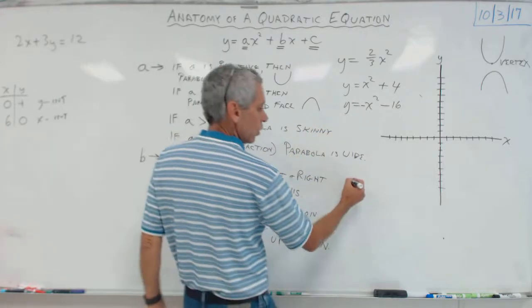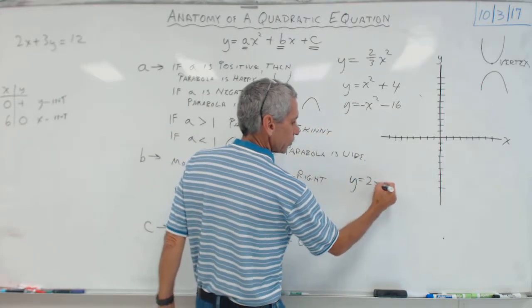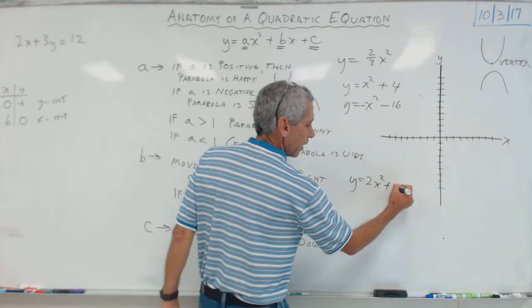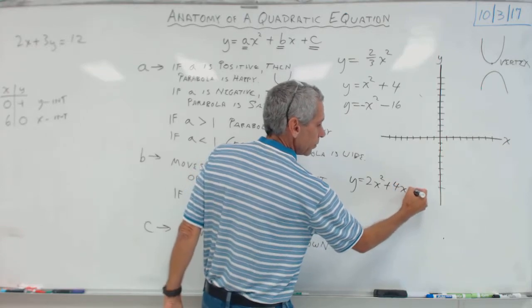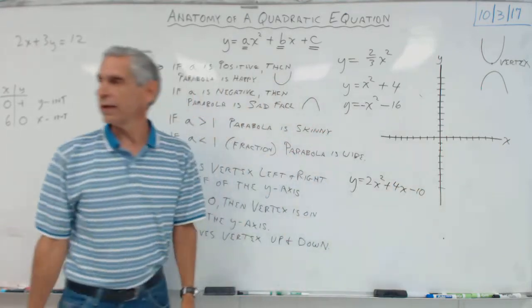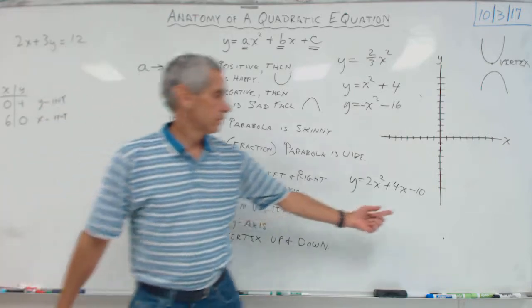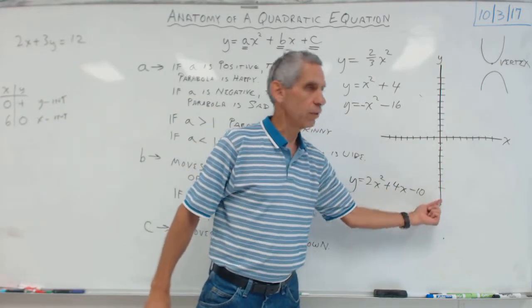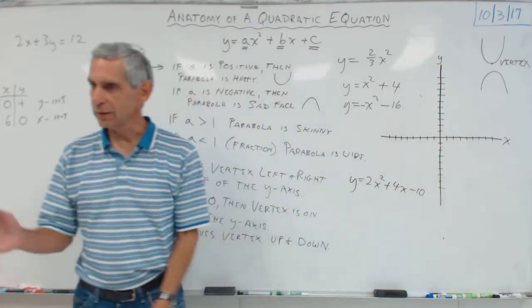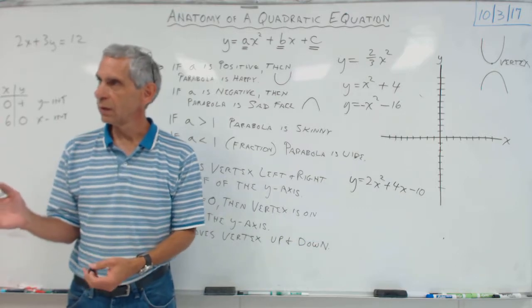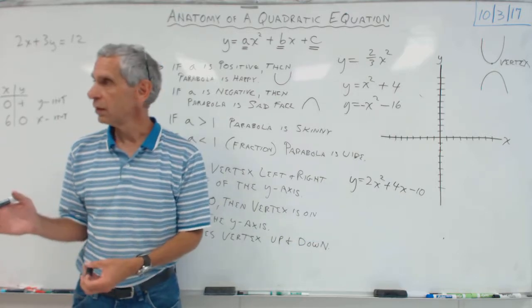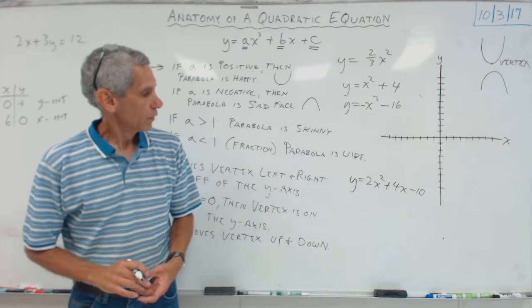Immediately, if I give you y is equal to 2x squared plus 4x minus 10, what do I know the point is right now? Negative 10. Down negative 10, put a dot on the y-axis. Make sense? Wait, what does the 4x do again? The 4, you know how it's 2x squared plus 4x?